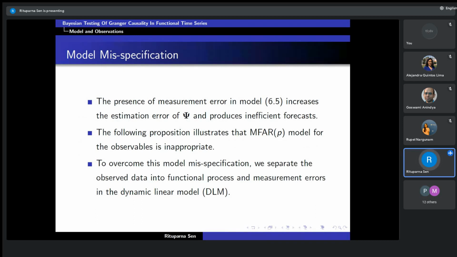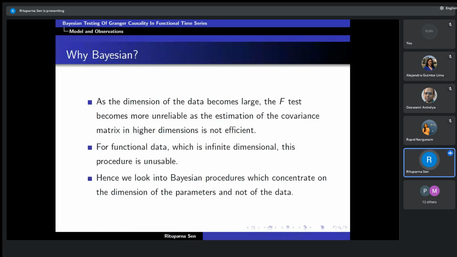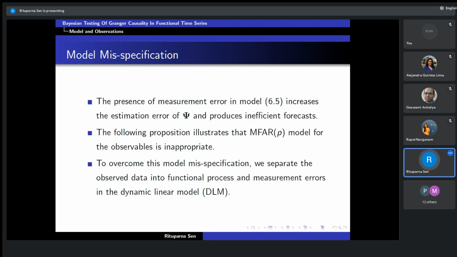So to overcome this misspecification, we separate the observed data into functional process and measurement errors in a dynamic linear model setup. So that is the motivation of the DLM setup. These two slides are basically about the motivation of why we are doing things the way we are doing. This is why we are doing the Bayesian, so that the number of parameters remains under control, and we are going through DLM because we want to separate the evolution of the data from the noise, and DLM is kind of a natural way to model that.